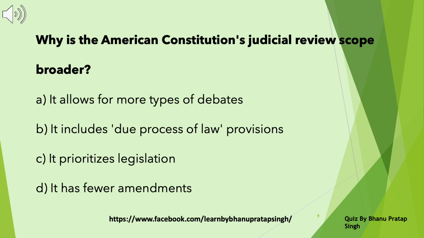Why is the American Constitution's judicial review scope broader? A. It allows for more types of debates. B. It includes due process of law provisions. C. It prioritizes legislation. D. It has fewer amendments. Choose the correct answer. Answer B. It includes due process of law provisions.